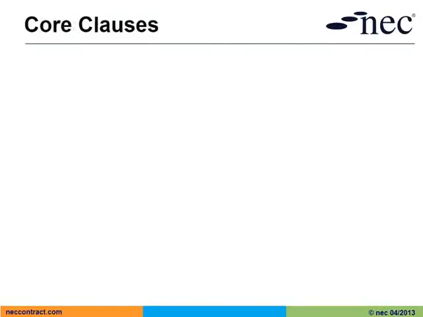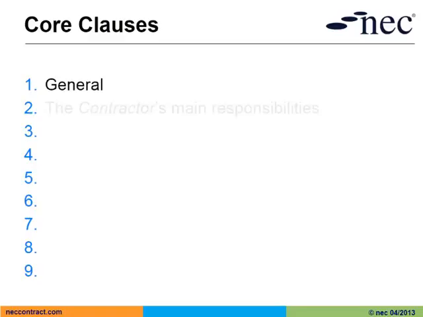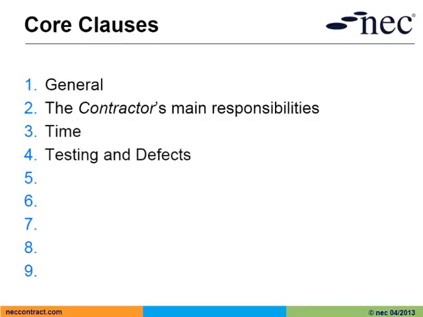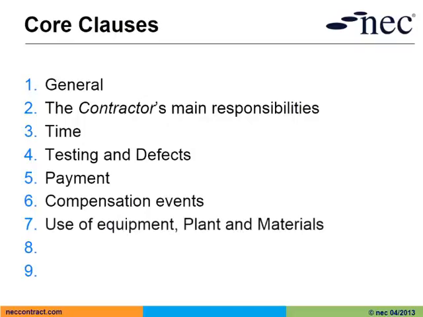Firstly, let's look at the core clauses. The core clauses are arranged into 9 sections. Firstly, the general section. Then we have contractor's main responsibilities, time, testing and defects, payment, compensation events, use of equipment, plant and materials, risks and insurance, and termination.